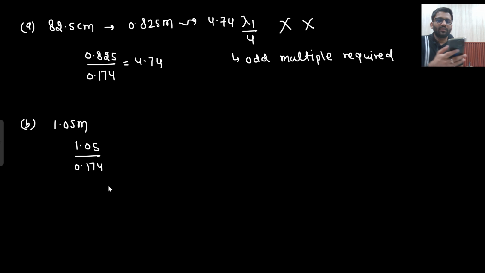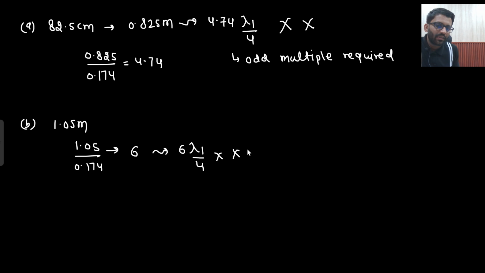So now I am checking for 0.174. So 1.05 divided by 0.174. What am I getting? 6. So this is 6 times lambda 1 by 4. This is also not applicable. Why is that so? Because you require an odd multiple, and this is an even multiple. So this is also not applicable. Third option, we go.